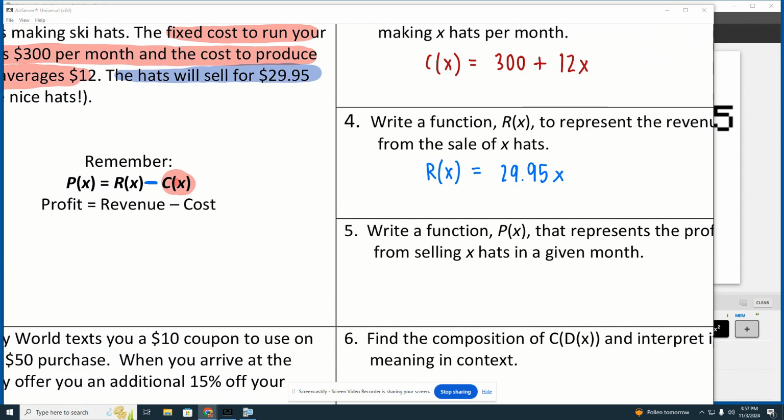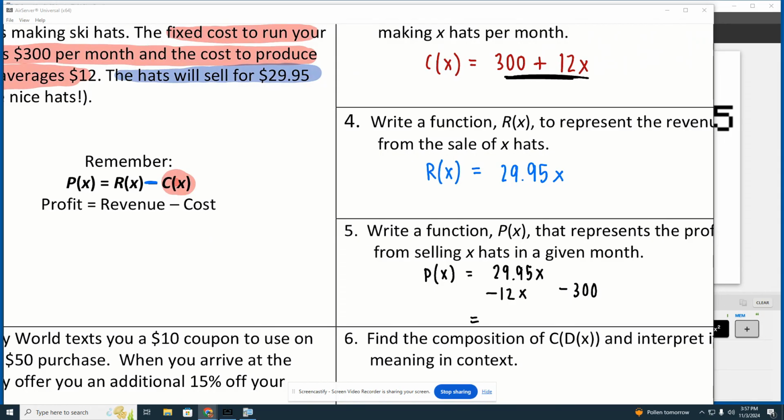So here's what I do. Okay, over here, I'm going to take my profit, and I'm going to find this profit by taking my revenue, $29.95, for every X that I sold, and I'm going to subtract this entire equation. So what does that mean? Well, that means that positive 300 is going to come down as a minus 300. And positive 12x is going to come down as minus 12x.